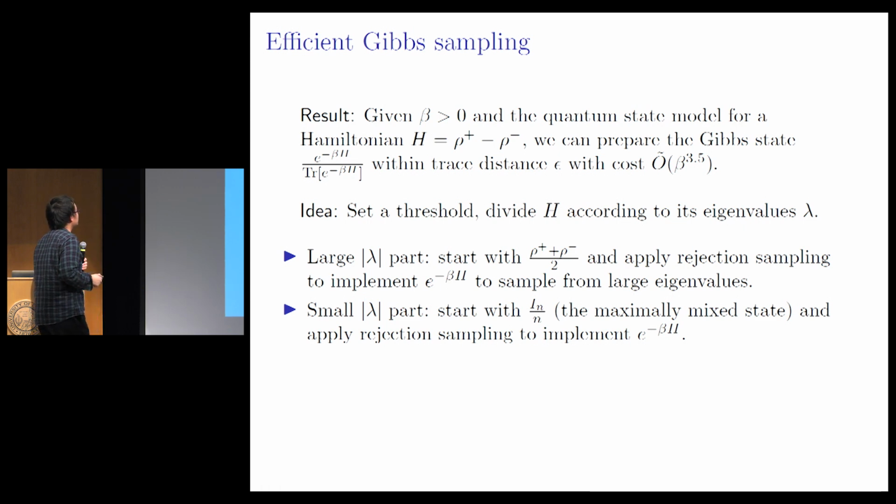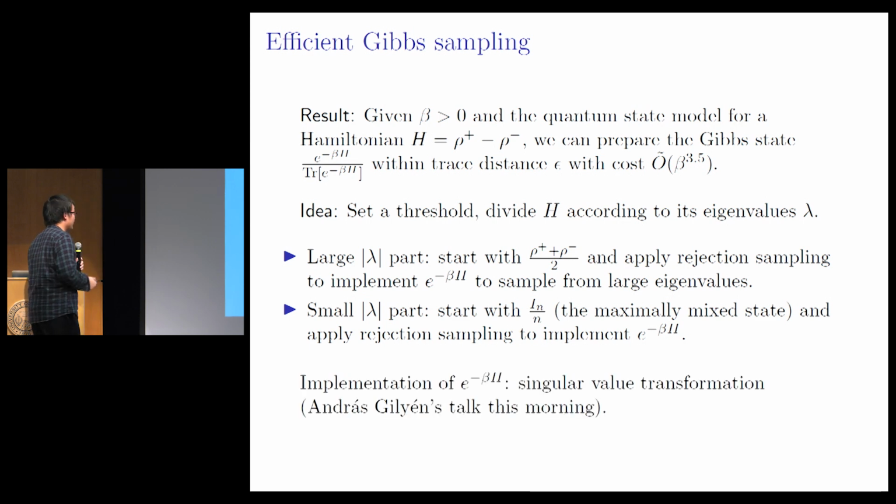For the eigenvalues with a large absolute value, we start with the density matrix rho plus rho minus over 2, and we apply some rejection sampling to implement the map e to the minus beta H, in order to sample from the large eigenvalues. For the small eigenvalue part, this is going to be very close to the identity, that is, the maximally entangled state, and we still apply rejection sampling to implement the corresponding map e to the minus beta H. The only remaining question is how we implement the map. There are various ways to implement this map, and maybe we can use the state-of-the-art result, as talked about in Andras Gilyen's talk this morning, which can implement this map e to the minus beta H very efficiently.